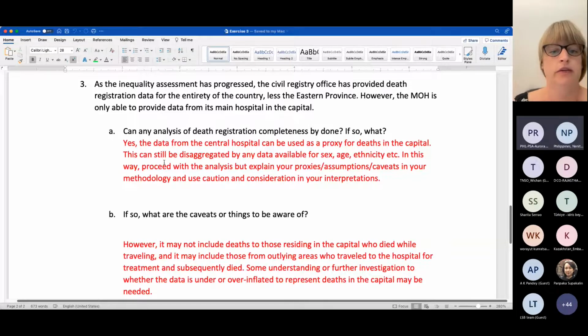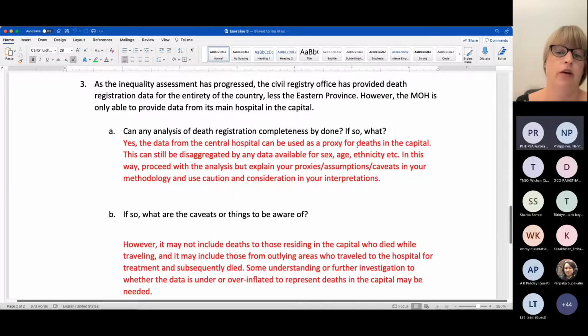So a number of you did mention proxies. And so what I was kind of getting at here is yeah, the data from the central hospital could potentially be used as a proxy for deaths in the capital. So we know it's not perfect because we'd have to try to do some investigation or some understanding of how many deaths in the capital are recorded in that main hospital.